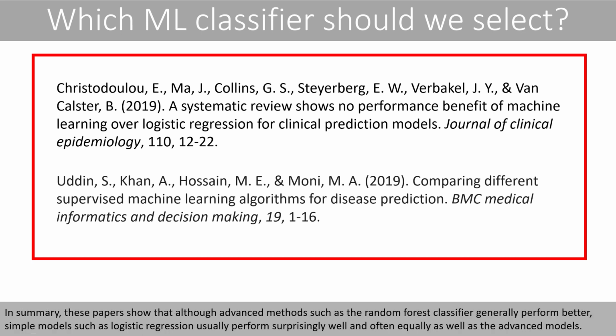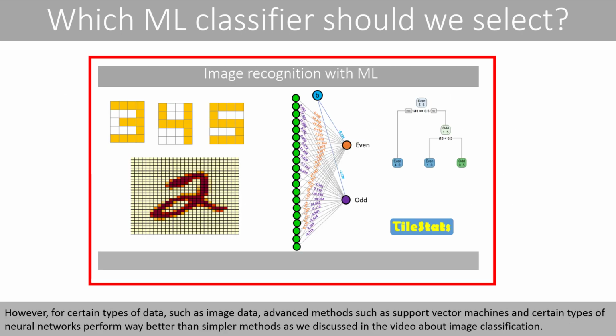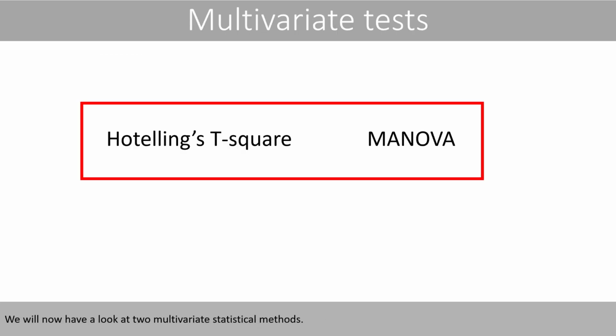In summary, these papers show that although advanced models, such as the random forest classifier, generally perform better, simple models, such as logistic regression, usually perform surprisingly well, and often equally well as the advanced models. However, for certain types of data, such as image data, advanced methods, such as support vector machines and certain types of neural networks, perform way better than simpler methods, as we discussed in the video about image classification.